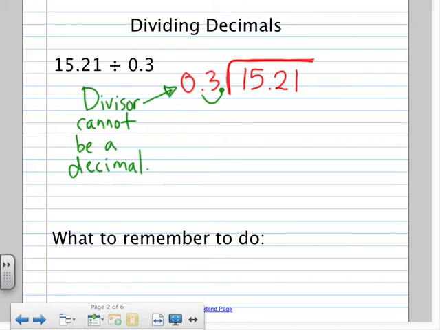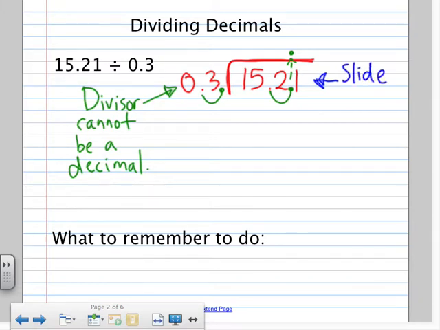I can't just change the divisor without changing the dividend. So since I slid it once, I'm going to go into the dividend and also slide that one once, okay? And then I'm going to bring that decimal point straight up to my little roof of my house, okay? So the answer is going to have the decimal point right there, okay? So let's write down what we just did.